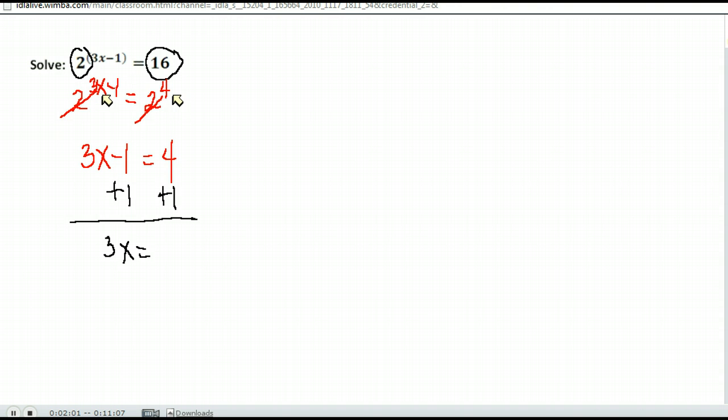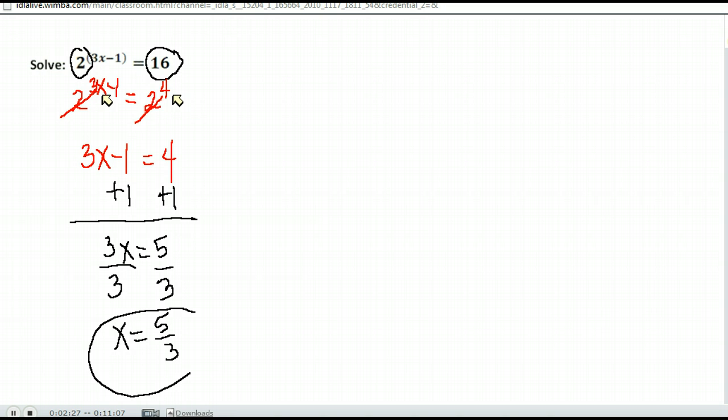So just as we would with a normal equation, we add 1 to both sides and get 3x equals 5, and then divide both sides by 3. We get x equals 5/3. Okay, so there we have it. Our answer is x equals 5/3.